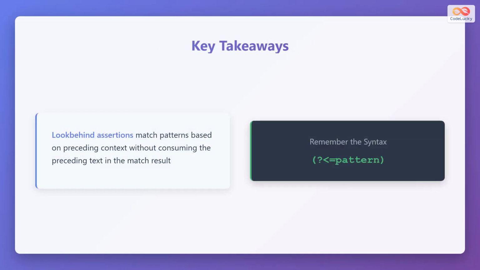Here are the key takeaways from this video. Look-behind assertions match patterns based on the preceding context without including the preceding text in the match result. The basic syntax for positive look-behind is (?<=pattern). Use look-behind to create more flexible and precise regular expressions.